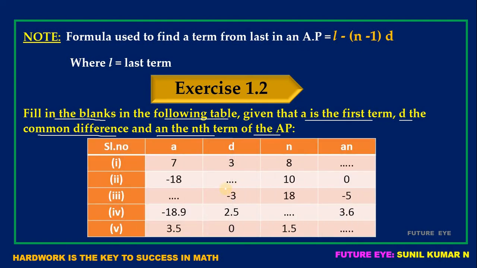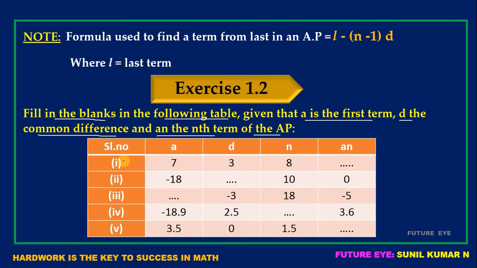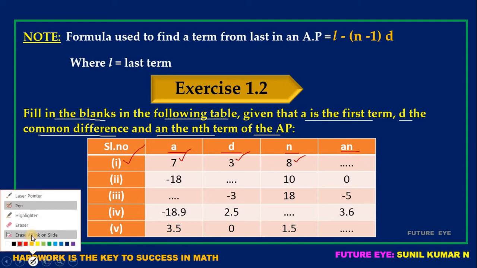It means here they have given a table. Observe the table properly, children, and understand well here. See, this is the first problem. So here A value is 7 because it is in the column of A, and D value is 3, and n value is 8. We need to find an. So similarly we have to find other things, children.